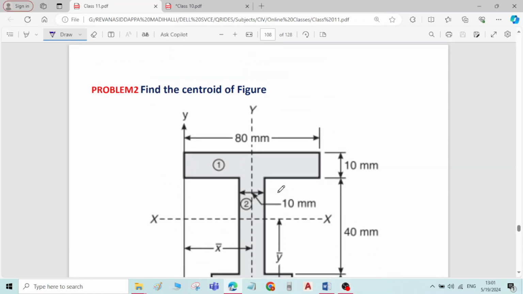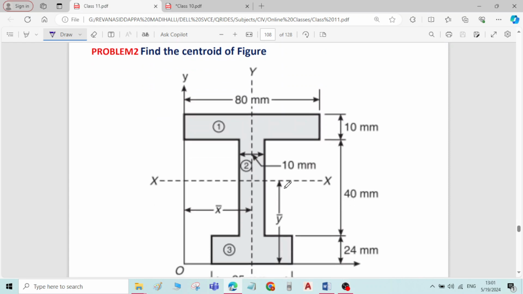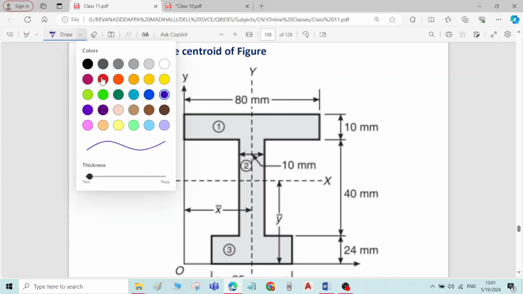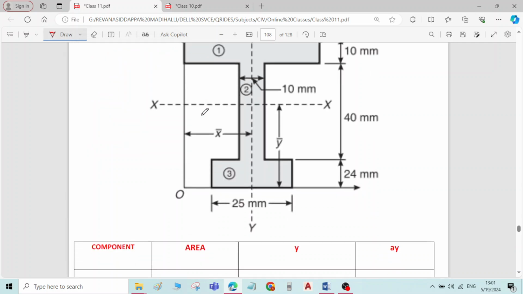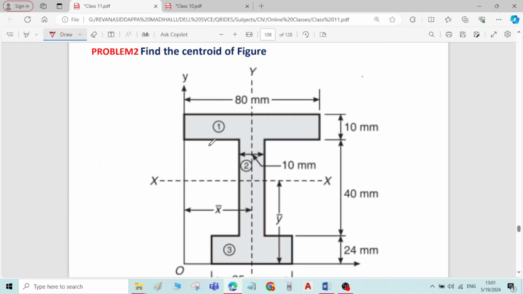So hi, this is problem number 2 on centroid of the plane figures. It is an I section. So we have to find the centroid for this I section. Initially you have to draw the reference axis in this figure. It is already drawn.